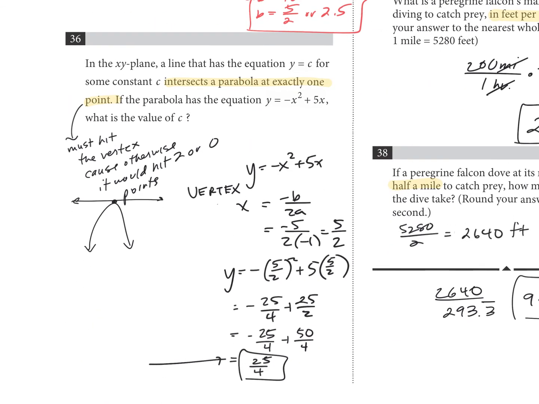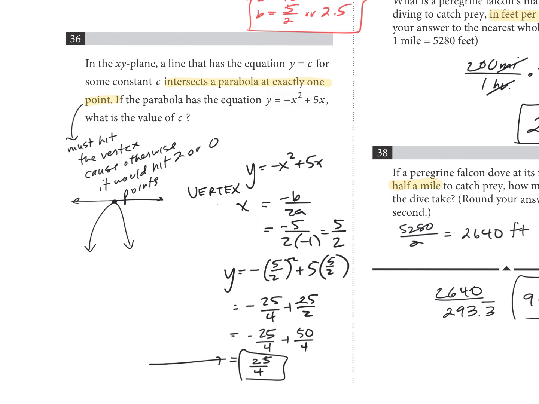36 in the xy plane, y equals c, this is a tricky one. A lot of stuff about parabolas in this one, but this is the key to this problem. If this equation hits one point, then it has to hit that parabola at the vertex. So there's a lot of ways you could find the vertex of a parabola. If you remember this from Algebra 2, negative b over 2a, that's one way to find the vertex. There's a few ways you could find that vertex, but the y value of the vertex is the goal here.